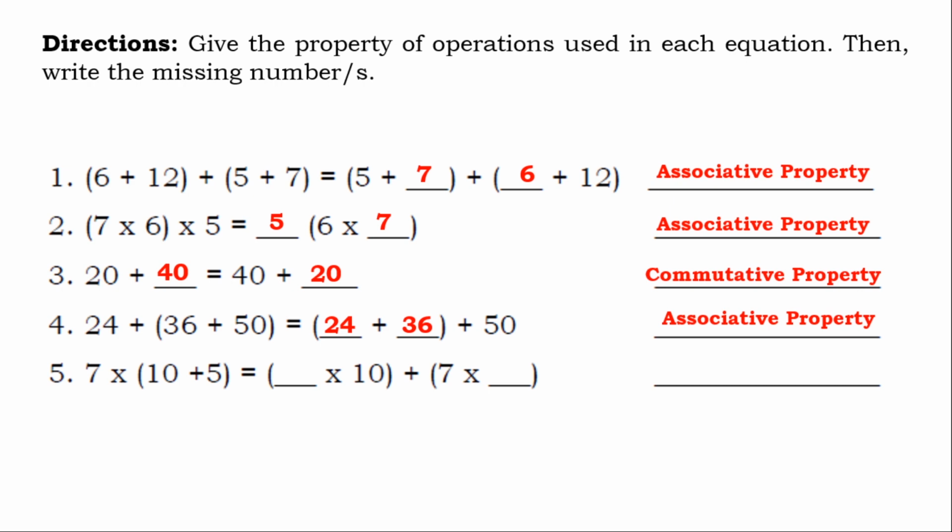Number 5, 7 times 10 plus 5 equals blank times 10 plus 7 times blank. So what is the missing number? The missing numbers are 7 and 5. The property of operations used is the distributive property of multiplication.